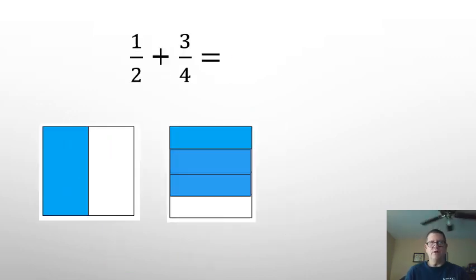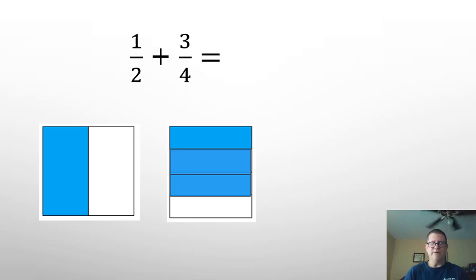Okay, now that we've done the first example, we have 1/2 plus 3/4. I went ahead and modeled them for you. I want you to pause the video, try to work this one out yourself, and then start it back up. Okay, let's see how you did.